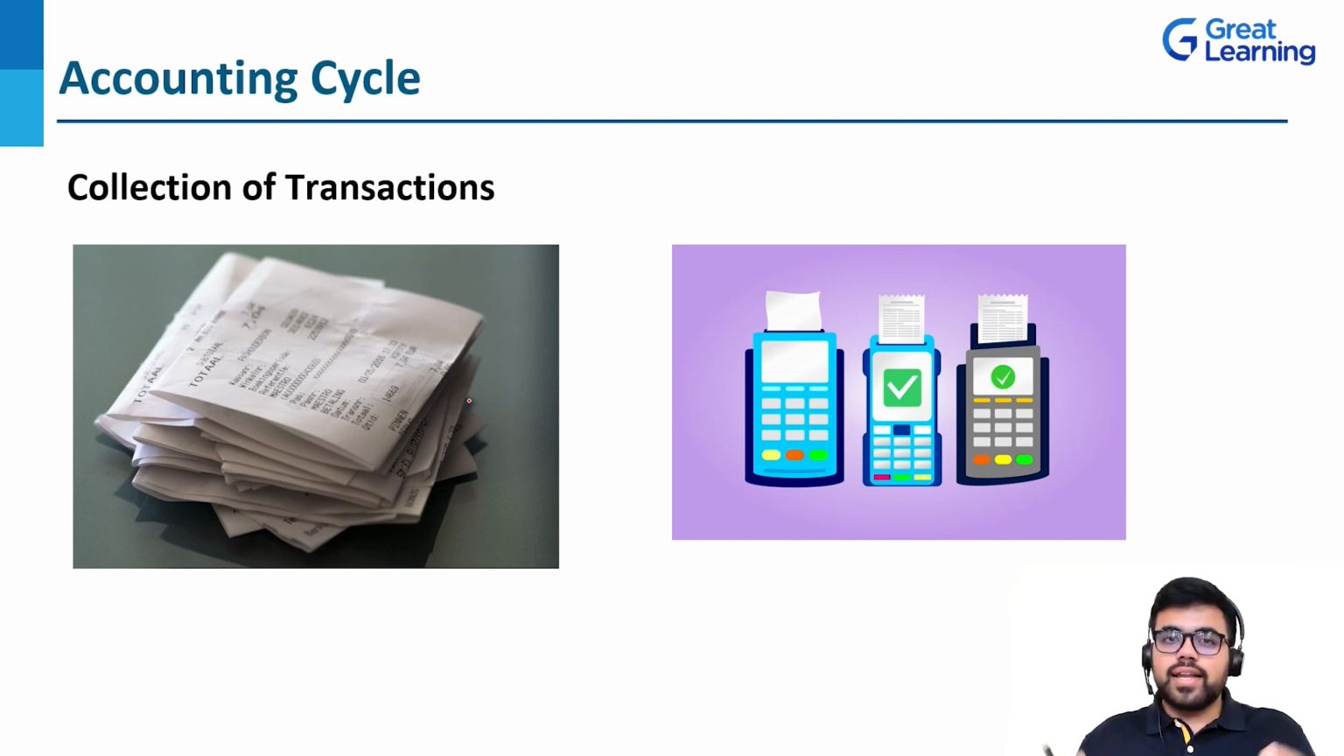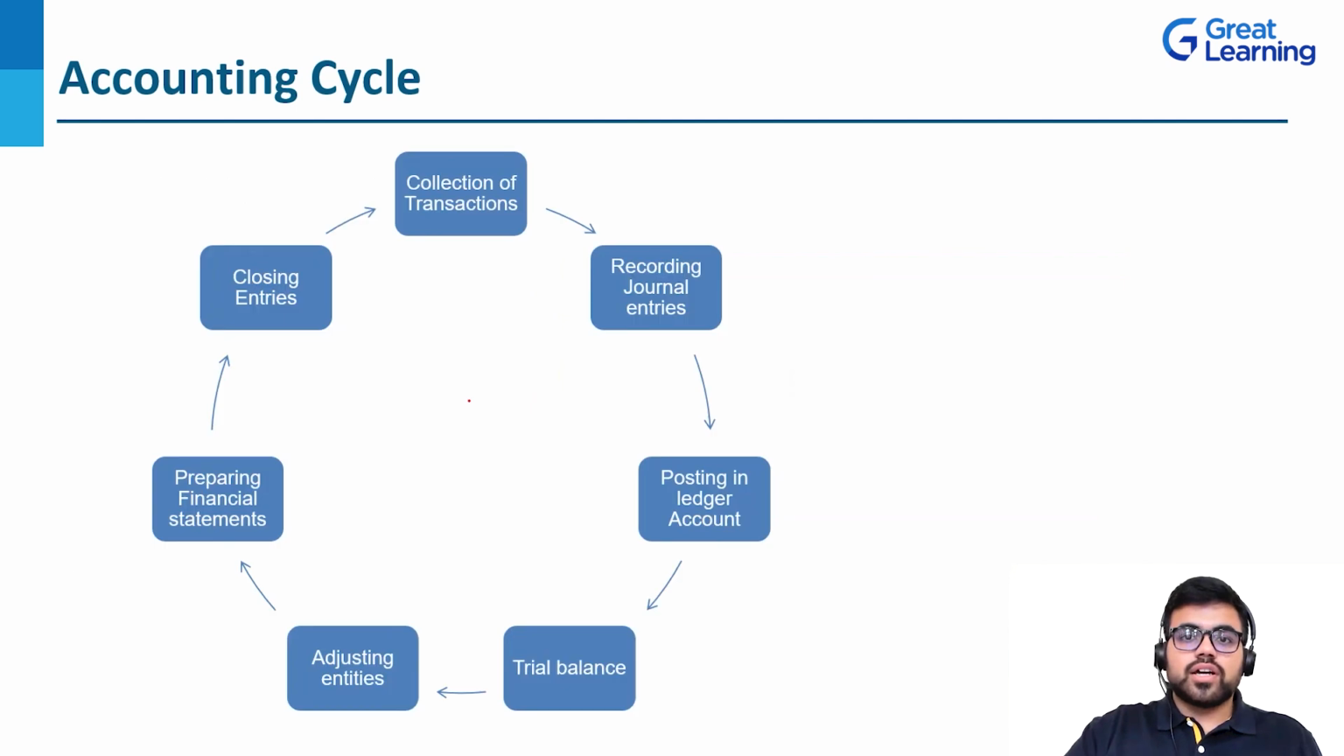So, we'll all collect that and store in one place. Now, the second step of this accounting cycle is to record into a journal. So we need to make a journal entry. So I'll tell you what a journal is. A journal is basically a book in which you note down the transactions that are happening.